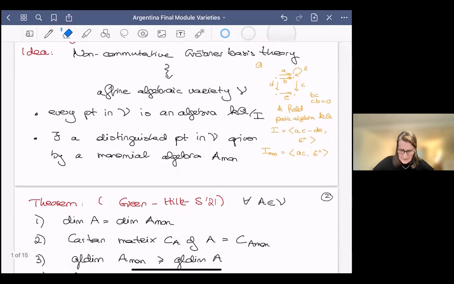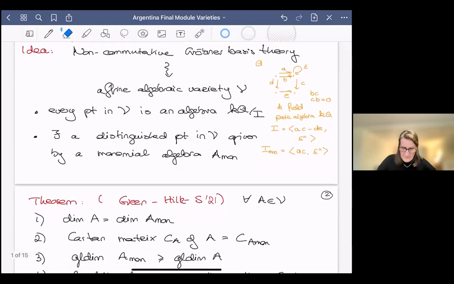Okay, then another important invariant for a finite dimensional algebra is governed by that of the monomial algebra inside the variety, and that's that of the global dimension. So what is the global dimension? The global dimension is the supremum of the projective dimensions of all the finite dimensional modules over the algebra.